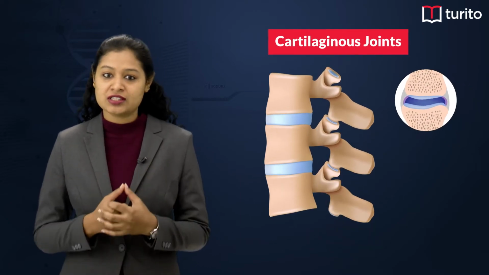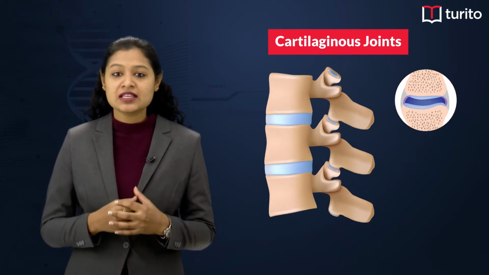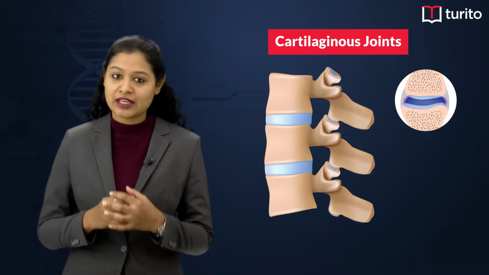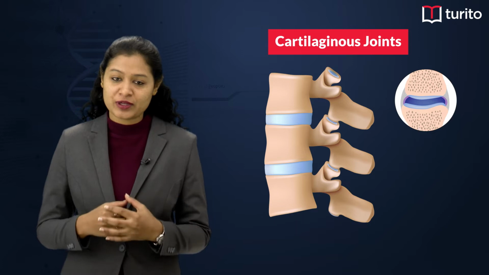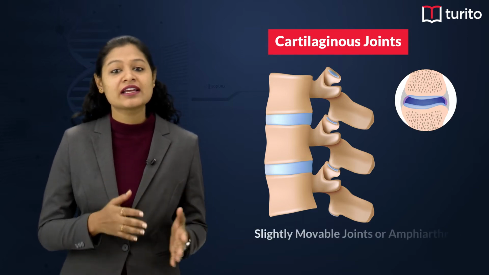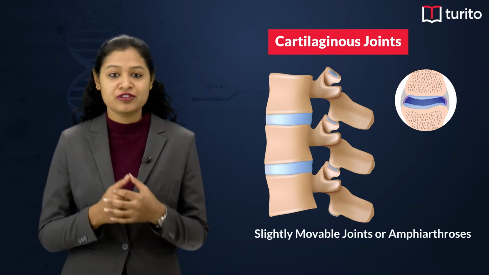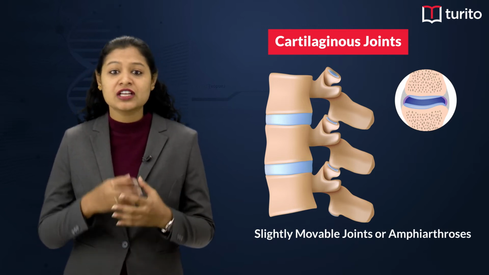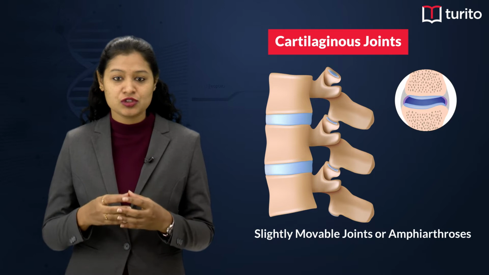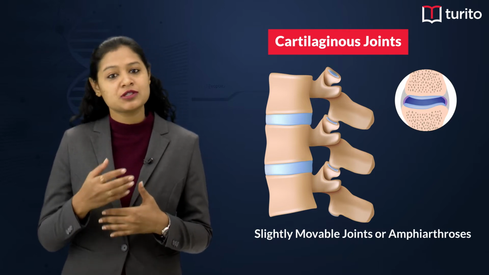The second type we have are cartilaginous joints. Now in these joints we see that the two bones are attached with the help of white fibrous cartilage, allowing very less movement. So these are also called slightly movable joints or Amphiarthrosis. Now in this we see that the movement is because of the compression of the disc-like structure of the white fibrous cartilage present between the bones.